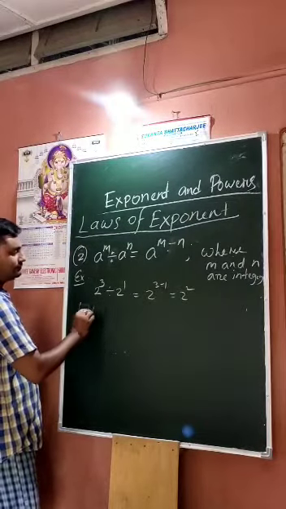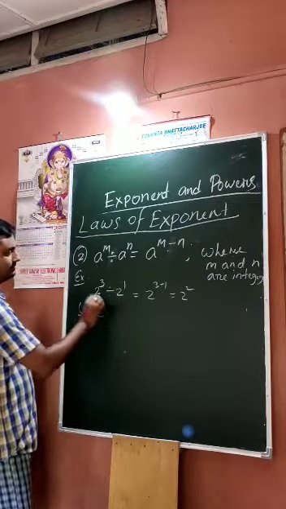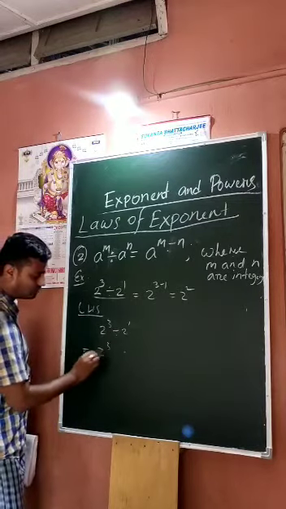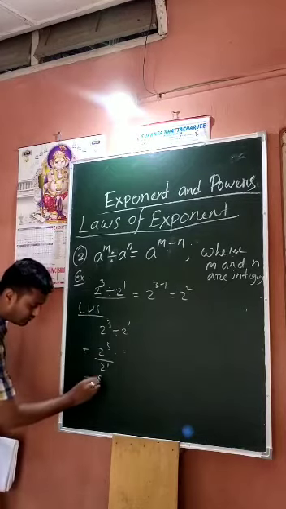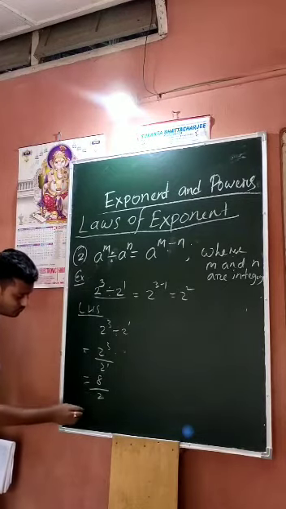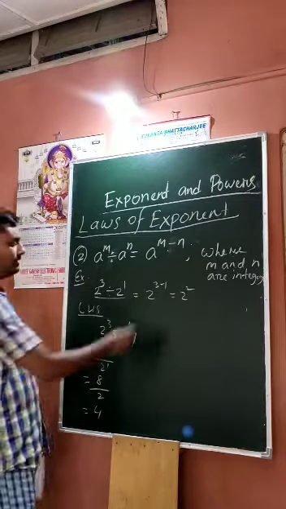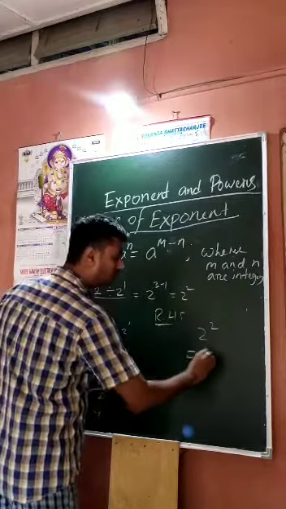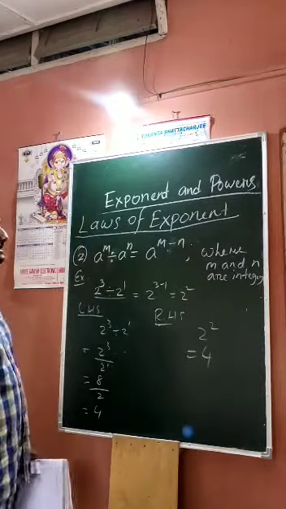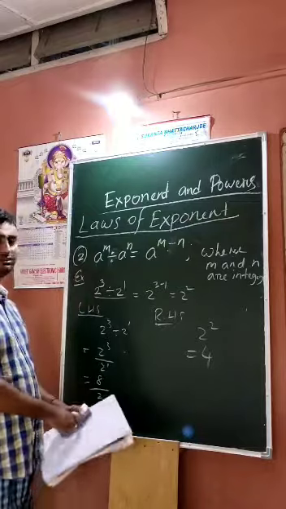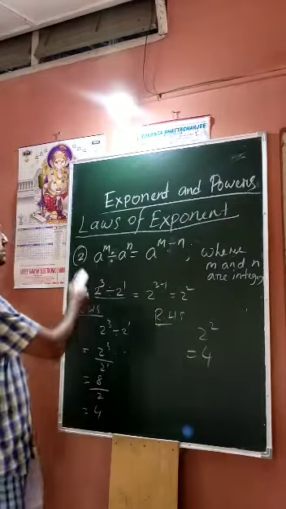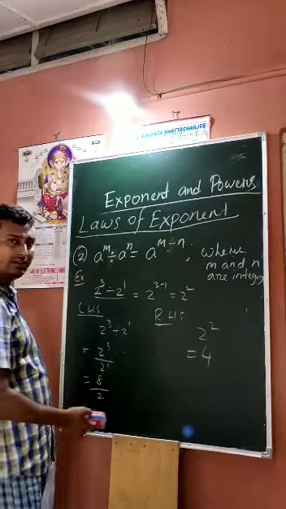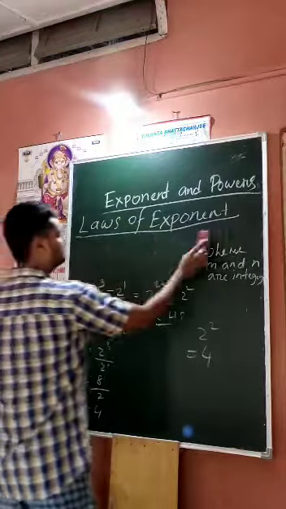Now verify by the formula. Take the left hand side: 2 cube divided by 2 to the power 1. 2 cube means 8 and 2 to the power 1 means 2, so 8 divided by 2 is 4. Now the right hand side: 2 square is equal to 4. Both left hand side and right hand side are equal, that means formula 2 is verified. So remember this one: a to the power m divided by a to the power n is equal to a to the power m minus n.